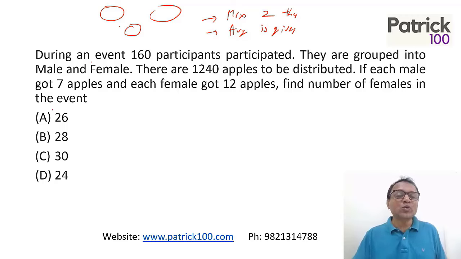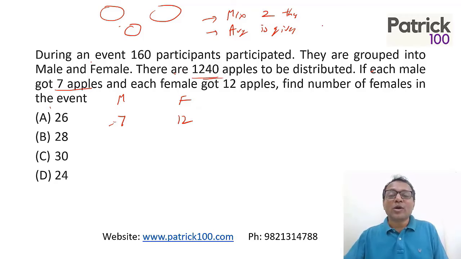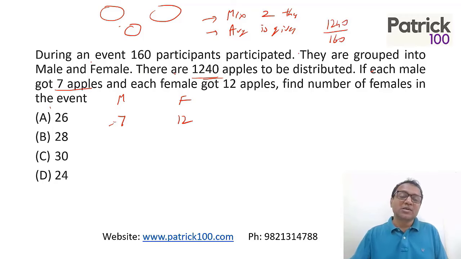So here, you're mixing two things: the number of males and the number of females. They're given: males get 7 apples, females get 12 apples. Also the average is given to you. Both together, put together, 1240 apples, for 160 participants.